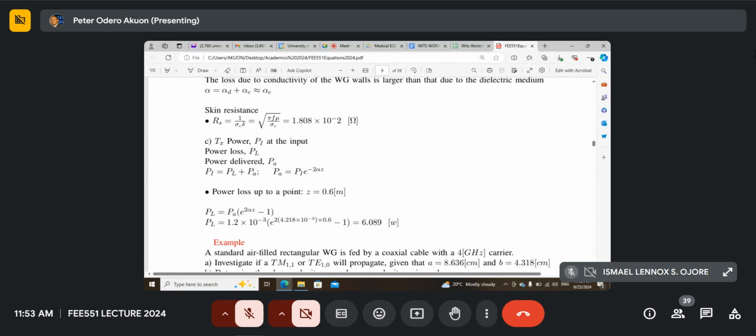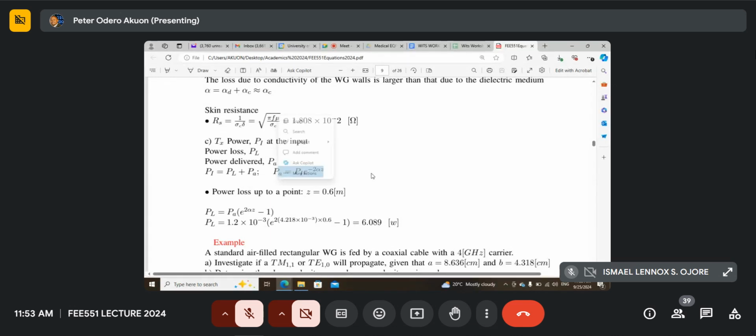Okay. So PL is equal to, you can see, rearrange this one. So PI is PL plus PA. And PA is PI times that exponent here. It means we can say that PL is actually PI minus PA. But PI, from here, you can rewrite it.